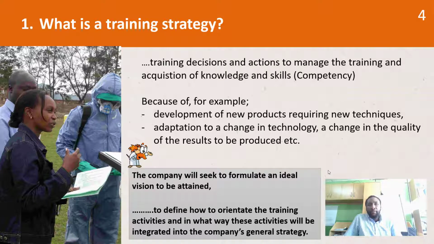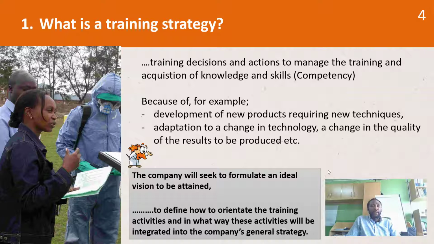The training strategy expresses a company's wishes regarding the essential lines that will orient the training decisions and actions to manage the training, and by extension, the skills to be acquired. When a company is confronted with an unusual situation, either because it is something completely new, say the development of new products that requires new techniques, or maybe because it requires a partial adaptation, a change in technology, a change in the quality of results to be produced, the manager can consider this situation as a problem to be solved.